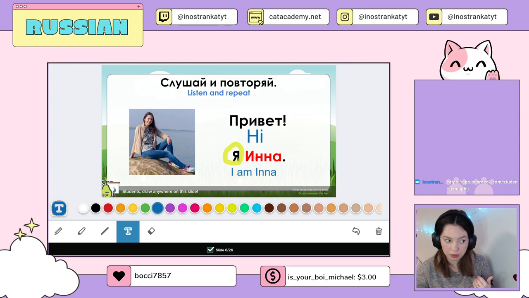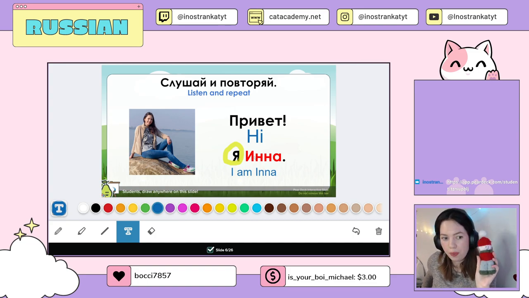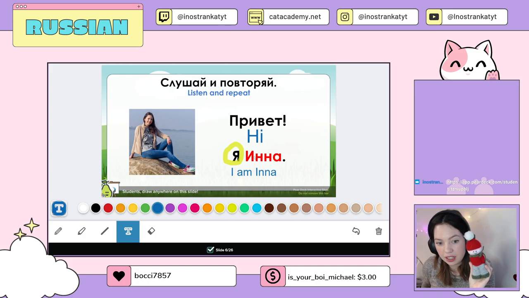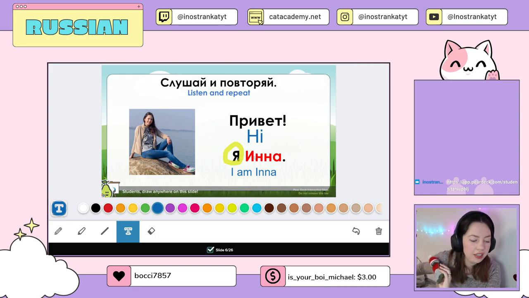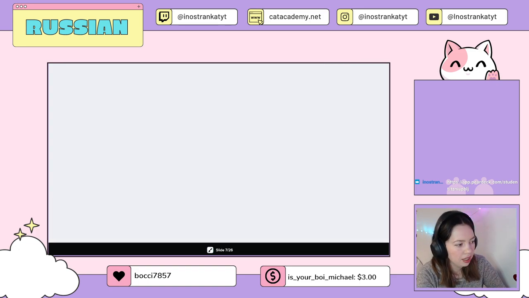My Pow Pow, my cat, can say Я Pow Pow. My Mini, little cat from Vietnam, she can say Я Мини. This little snowman, Mr. Snowman, he can say Я Снеговик. It's his name. He's a snowman. Снеговик. So this is quite easy, easy peasy.